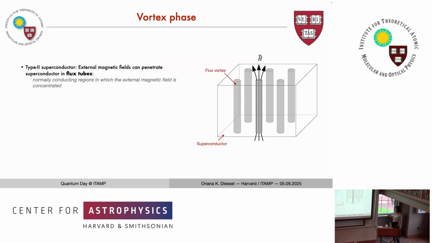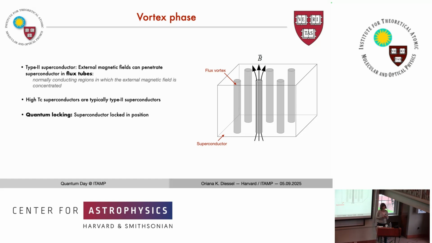You can also call such a vortex a flux tube. You can see it here maybe a little bit better. These flux tubes are regions that are normally conducting and where the external magnetic field is concentrated. And the rest of the material is still superconducting. Basically all of the high-Tc superconductors, including the YBCO sample we have today, are these so-called type 2 superconductors, the superconductors with a vortex phase.